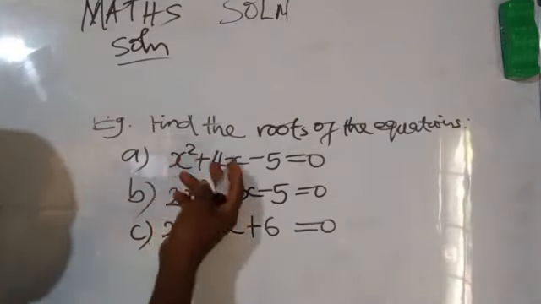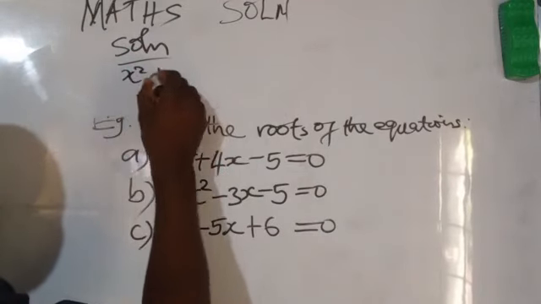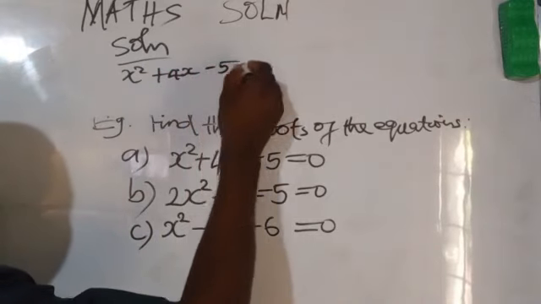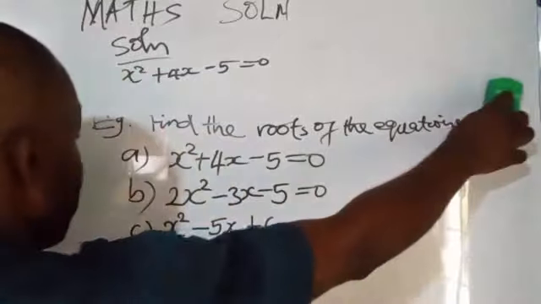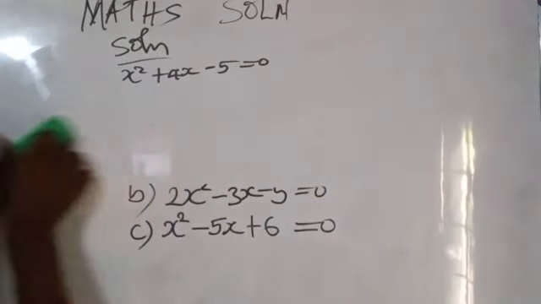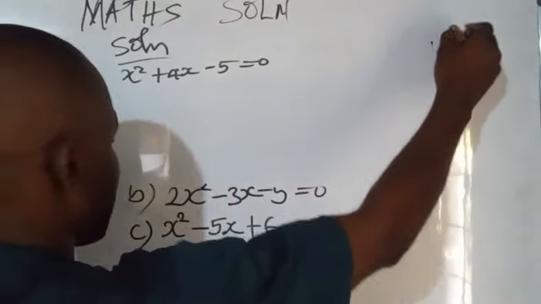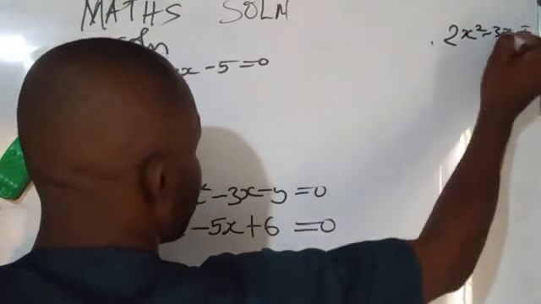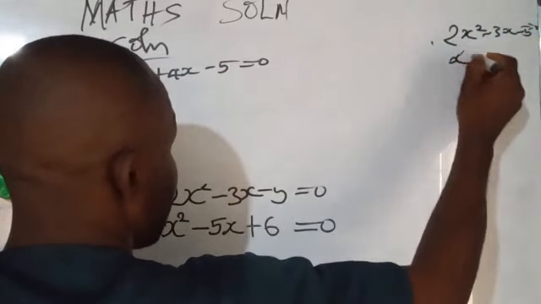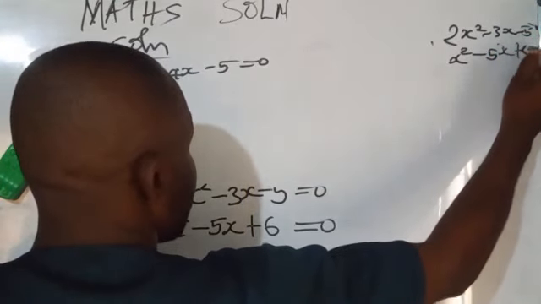Okay, our first question: x squared plus 4x minus 5 equal to 0. So we want to find the value of x, that's the roots of the equation. So this is a quadratic equation, right? Look at the questions here: 2x squared minus 3x minus 5 equal to 0, and x squared minus 5x plus 6 equal to 0.